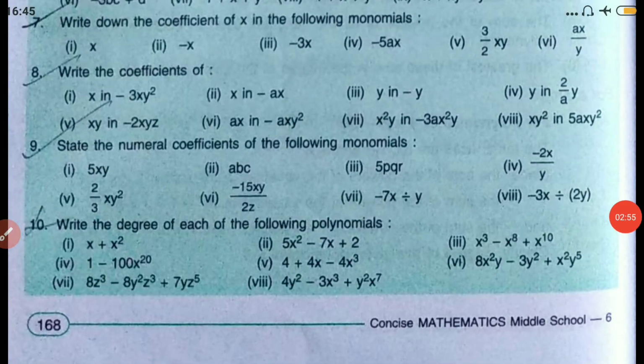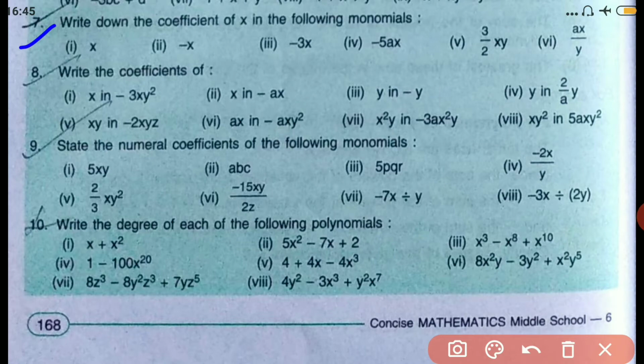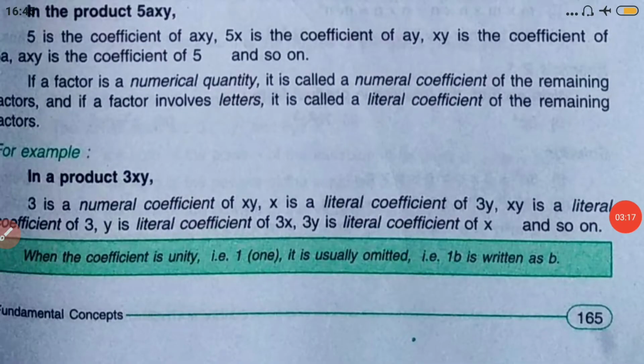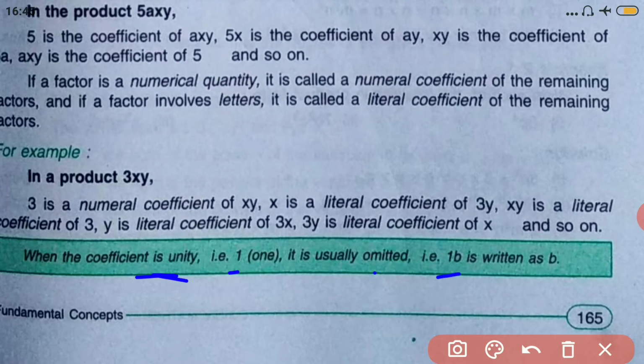Coming to exercise 18b and coming to question number 7, right? Write down the coefficient of x in the following monomials. Here only x is given. So what should be the factor of x if there is no number given? Let us try to understand this also. When the coefficient is unity, that is 1, it is usually omitted. That is, 1b is written as only b.